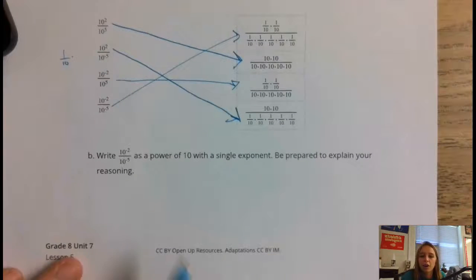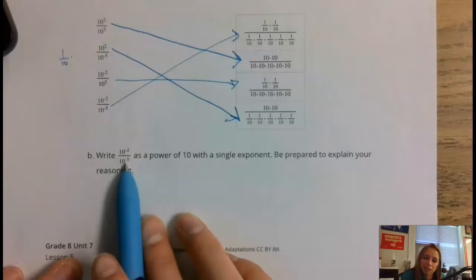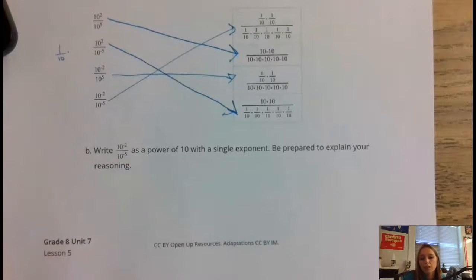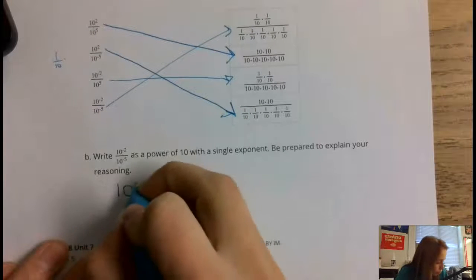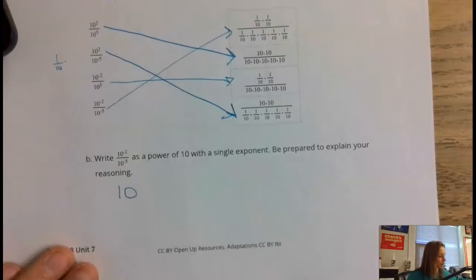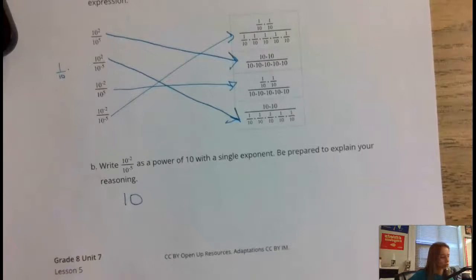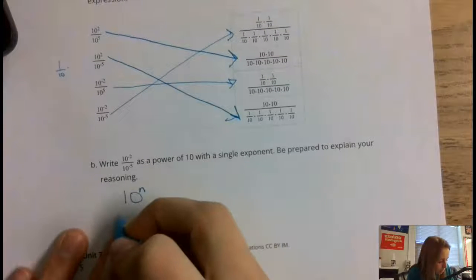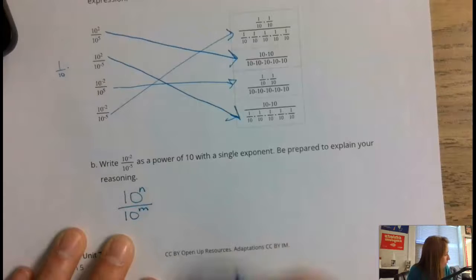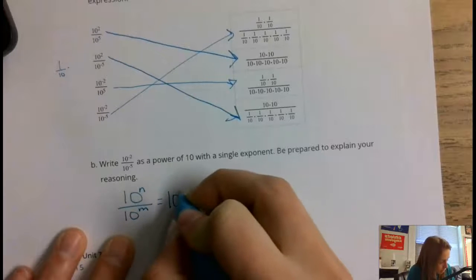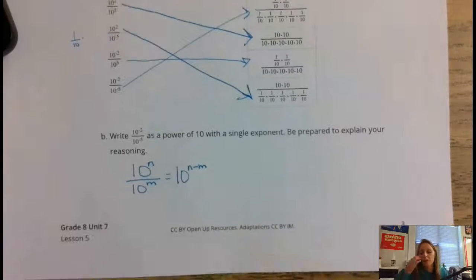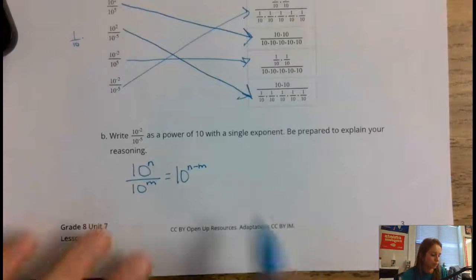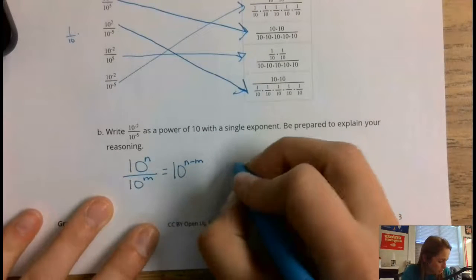Alright, now right here it says, write 10 to the negative 2nd over 10 to the negative 5th as a power of 10 with a single exponent. According to our rule, when we have 10 to the n over 10 to the m power, that is the same as saying we have 10 to the n minus mth power. I know it sounds like I'm saying the same letter multiple times. So let's think about that concept here.